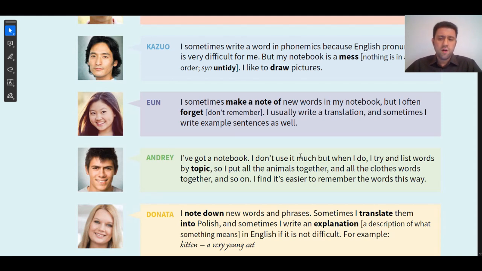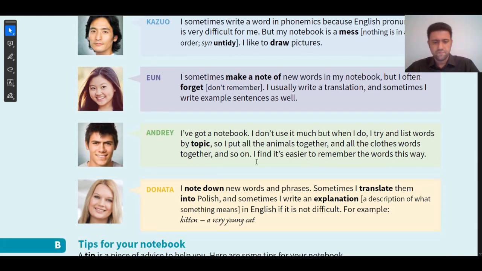The next one: I've got a notebook. I don't use it much, but when I do, I try and list words by topic. As an example, you can write all the words related to food in one category or in one topic. You can write all the words which are related to, as an example, sport in another topic or category. Here, I put all the animals together and all the clothes words together and so on. I find it's easier to remember the words this way.